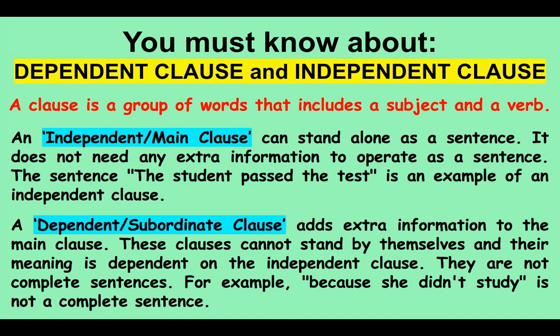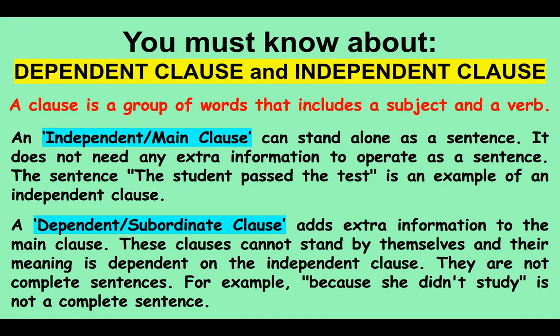in itself. A dependent or a subordinate clause adds additional or extra information to the main clause. These clauses cannot stand by themselves and their meaning is dependent on the independent clause. They are not complete sentences. For example, "because she didn't study" is not a complete sentence and hence would require a main or an independent clause to make complete sense.